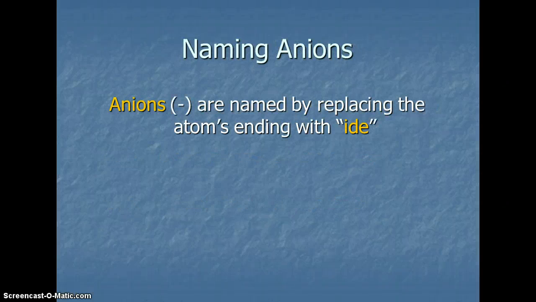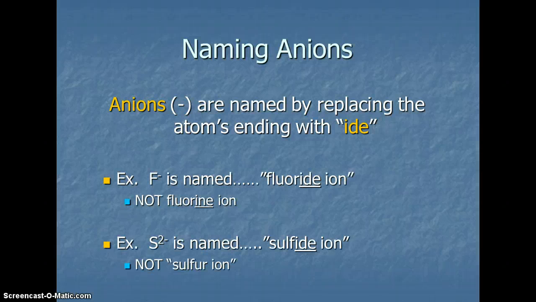Now anions, a little bit different. We're going to replace the ending of the atom's name with -ide. For example, fluorine is not called the fluorine ion, it's called the fluoride ion. And sulfur is not the sulfur ion, it is the sulfide ion. Oxygen would be oxide.